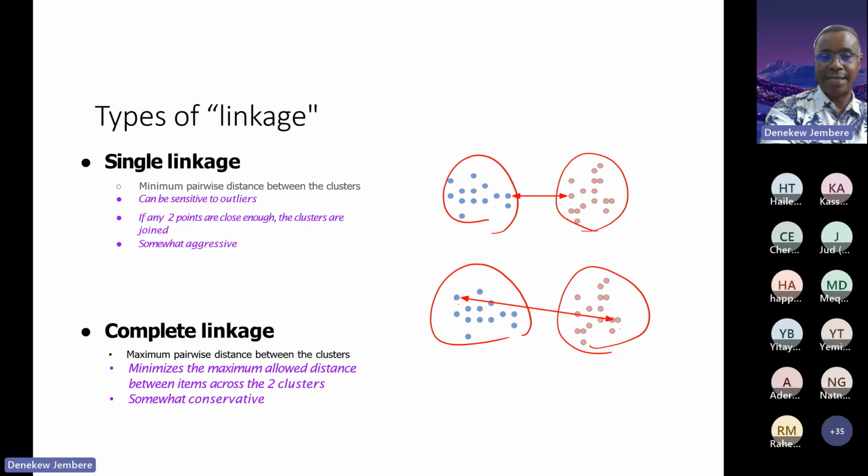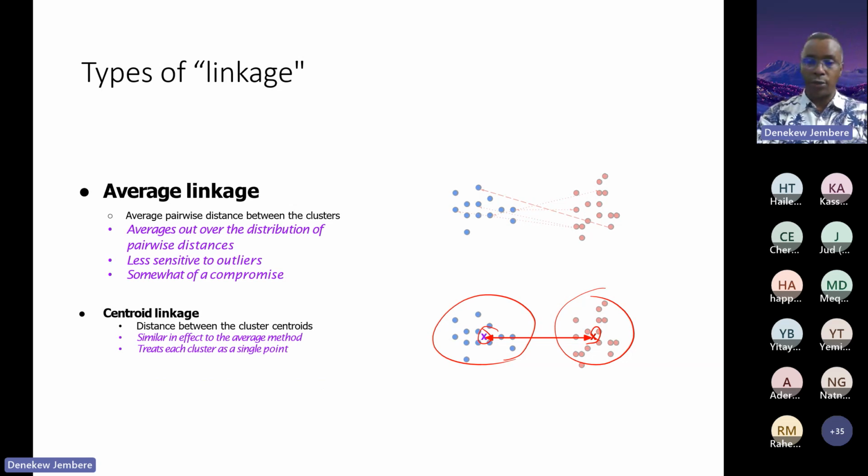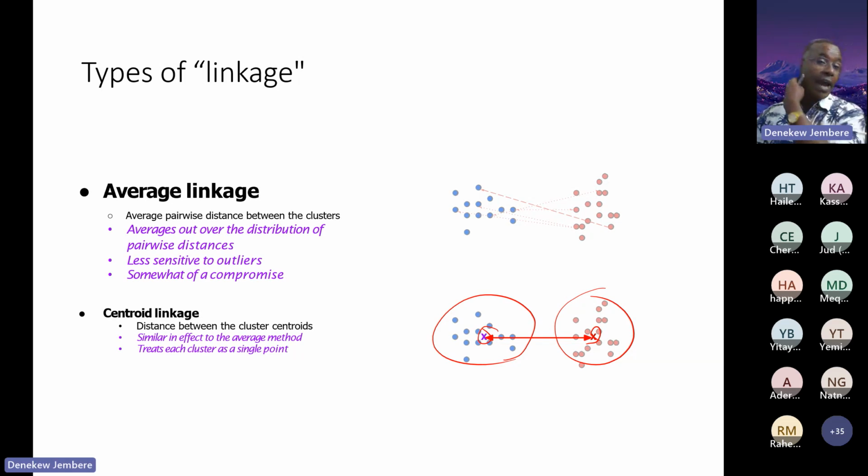The closest is the single linkage. The average linkage is where for each point we calculate the distance between each point, and then we calculate the average. Or we simply take the central point, the centroid of the two groups, and then calculate the distance, which is the centroid linkage. So this is what I have for today.